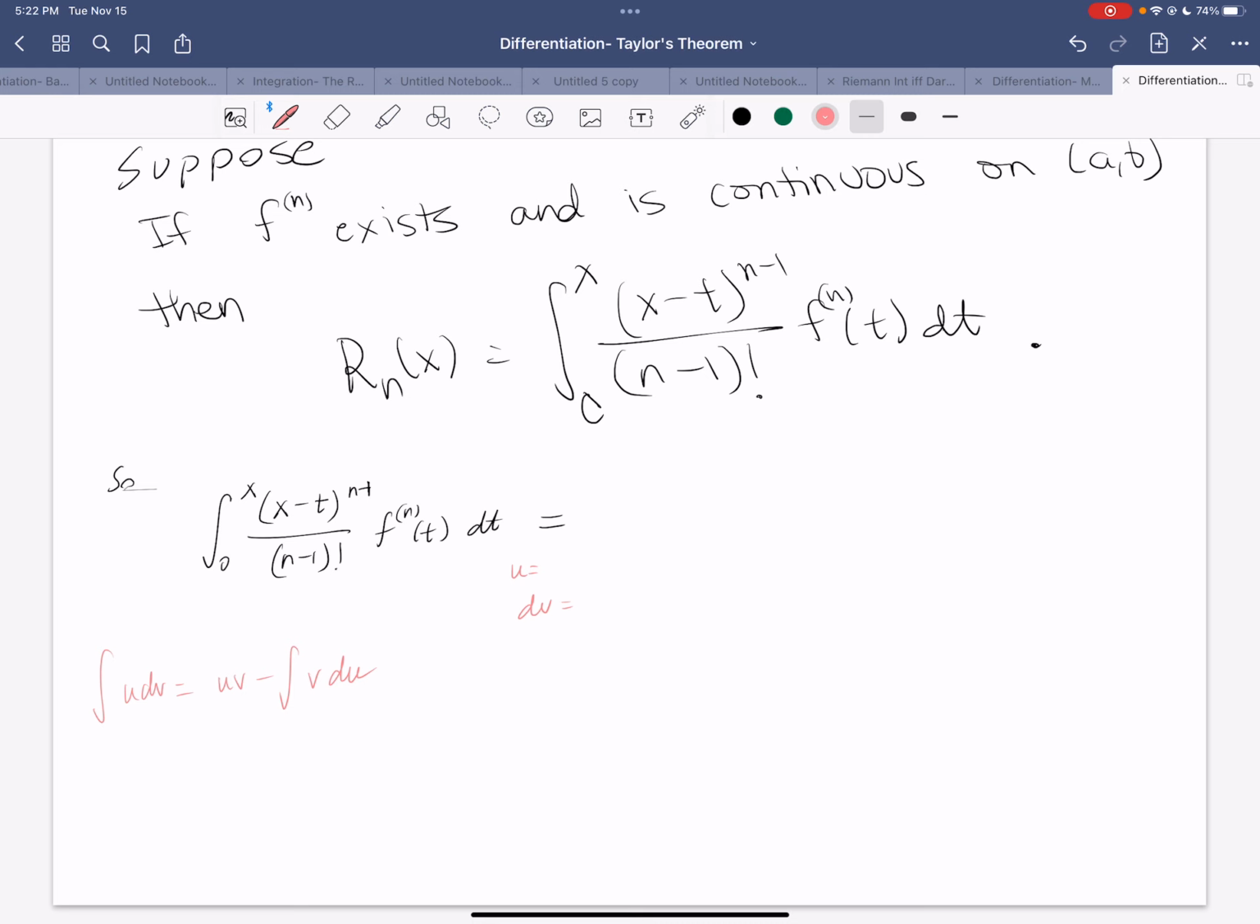And this is something else that we'll prove once we get into our properties of integration, right? So let's see here.